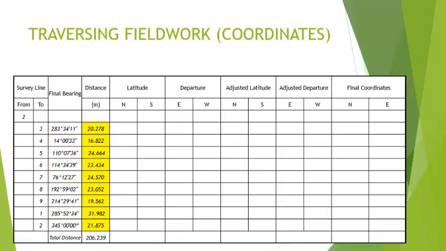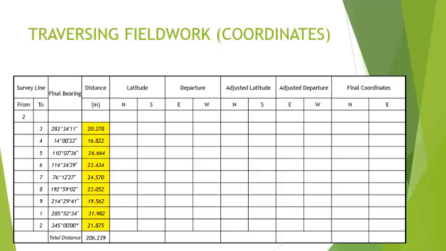Alright, now we are going to learn how to calculate the linear misclosure of this traverse. The first step is to sum up all the distances. In this traverse, the total distance is 206.239 meters.